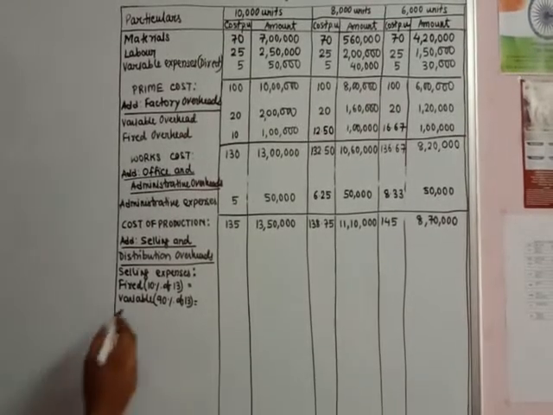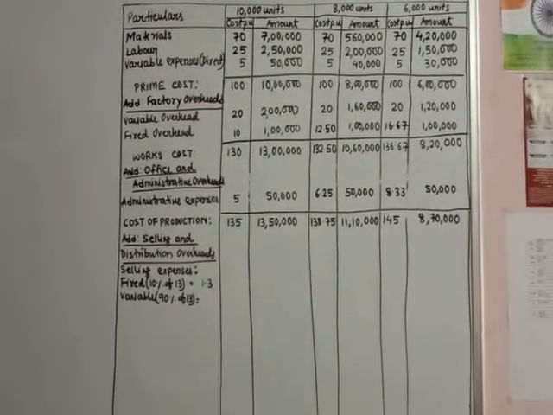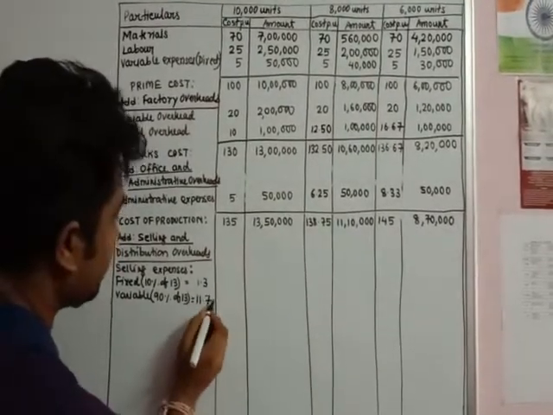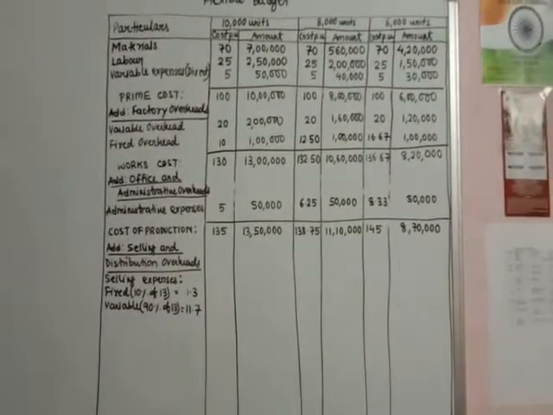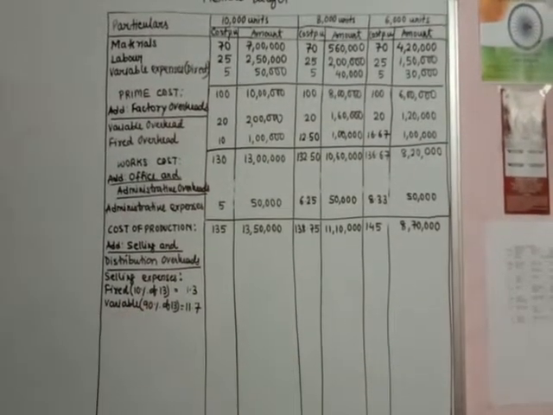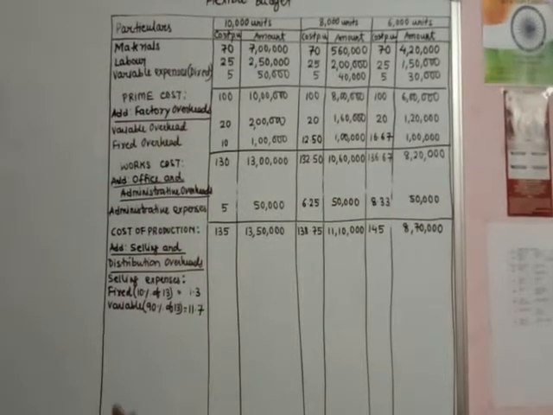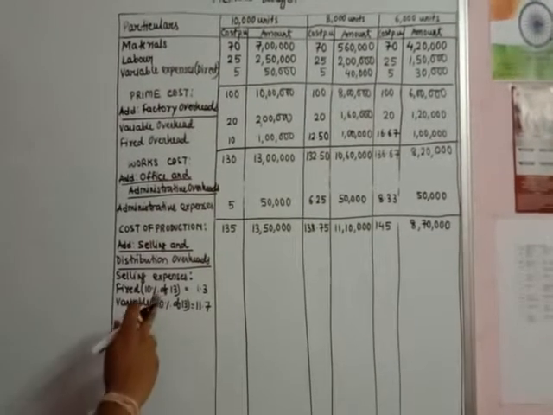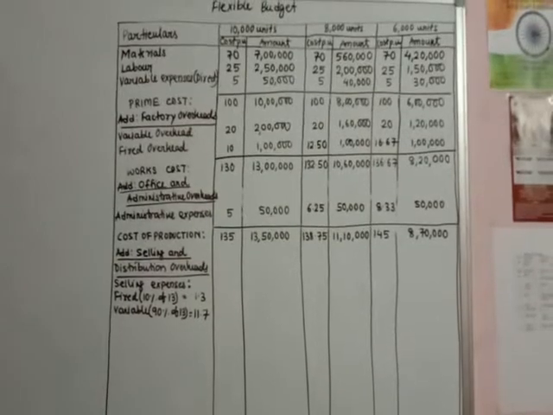So 10% of 13 is 1.3, and 90% of 13 will then be 11.7. So the fixed cost per unit comes up to be 1.3, and the variable cost is 11.7. That is, out of ₹13, 10% is fixed and the remaining 90% is variable.